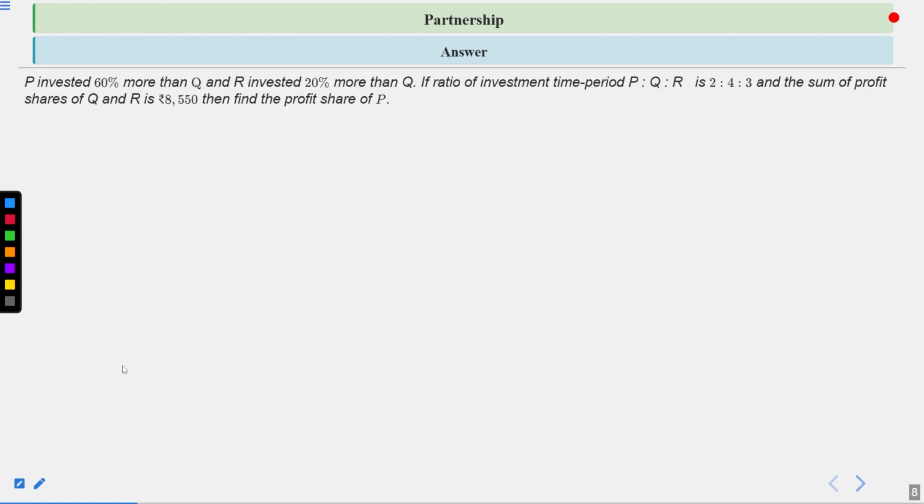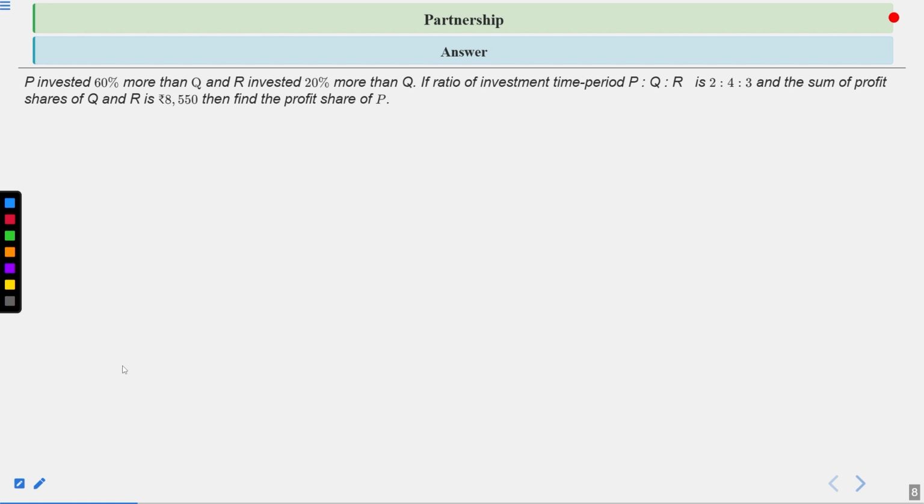So the question says that P invested 60% more than Q and R invested 20% more than Q. The ratio of the investment time period of P, Q, R is given, which is 2 ratio 4 ratio 3. The sum of the profit share of Q and R is also given, which is 8,550. So we need to calculate the profit share of P.